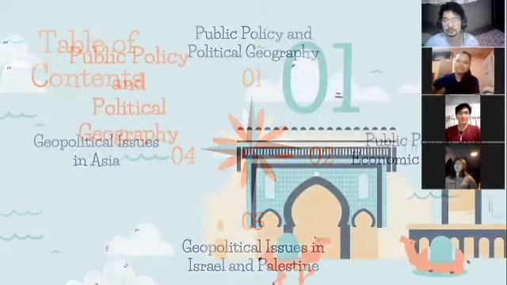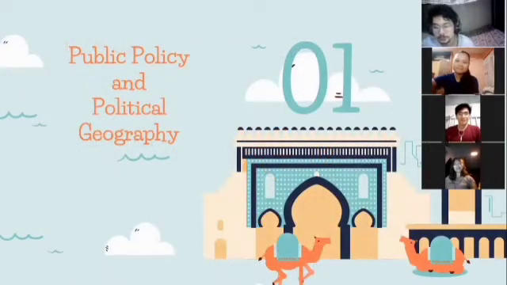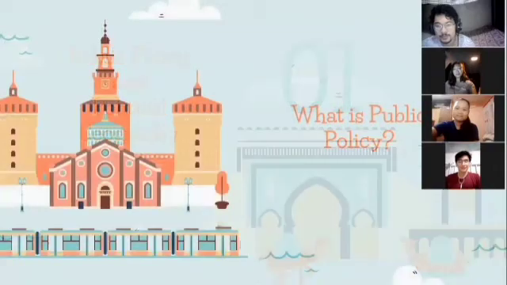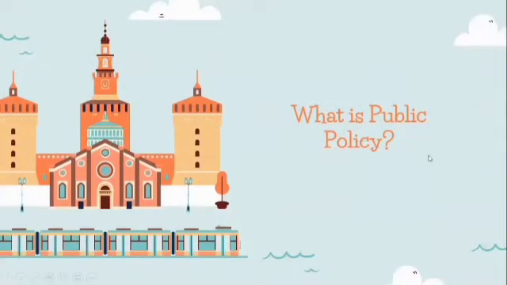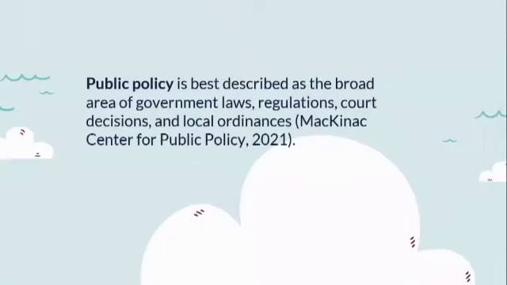Let's start with public policy and political geography. So first, let's define what is public policy. Public policy is best described as the broad area of government laws, regulations, court decisions, and local ordinances. So basically, this is what we follow for peace and order. Policy is also considered as the policy that officials do or do not do regarding an issue. It is also made on behalf of the public and implemented by the government.